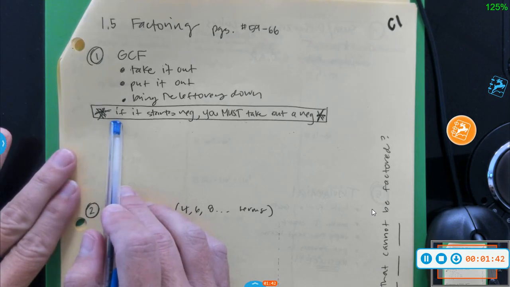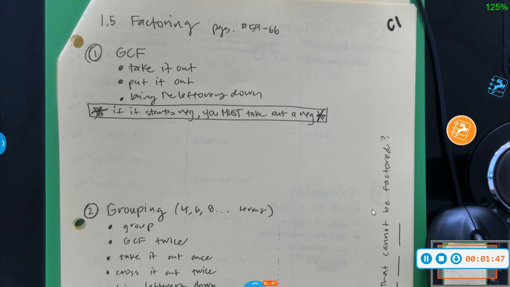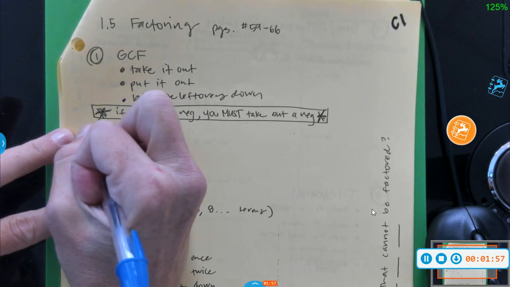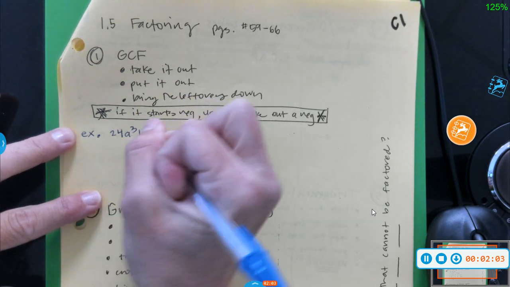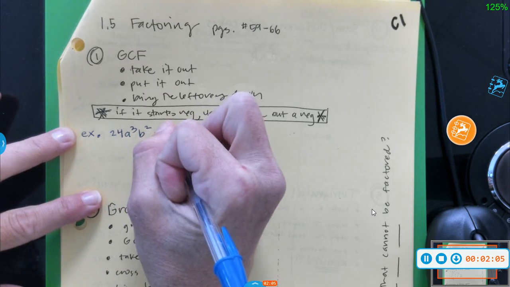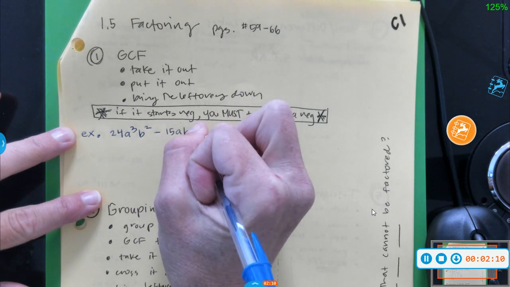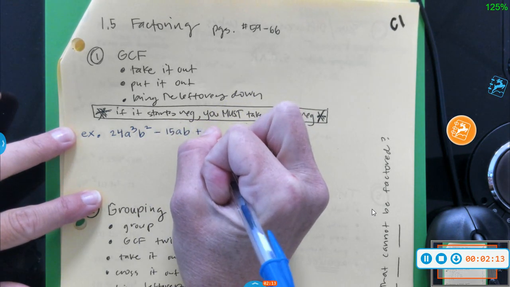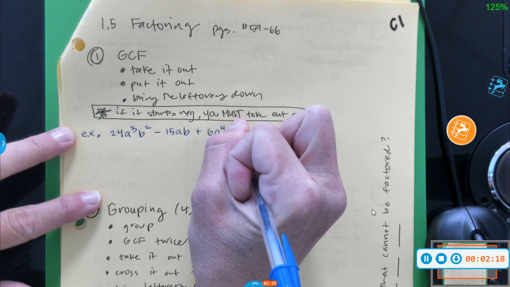But this is very important. If the problem starts with a negative, you must take out a negative. Now, that's true your whole life. It doesn't matter what type of problem we're doing. If a problem starts with a negative, you want to take that out first. So let's do 2 examples. I'm going to start with an easy one. So let's do 24a cubed b squared minus 15ab plus 6a to the 4th b to the 3rd. We'll just say that.